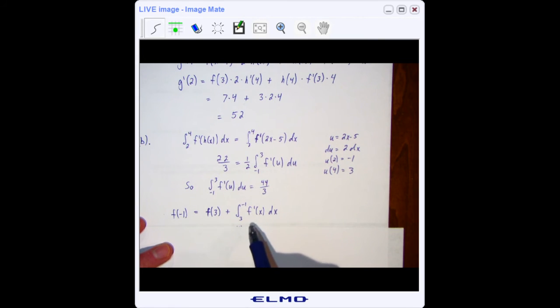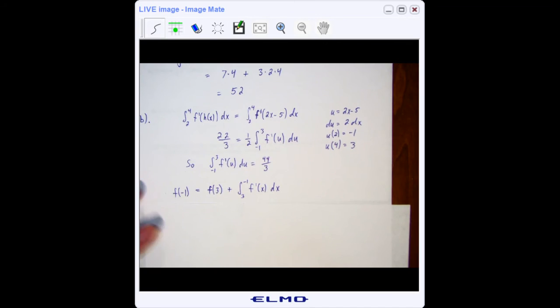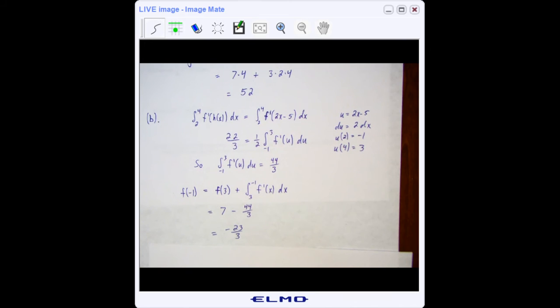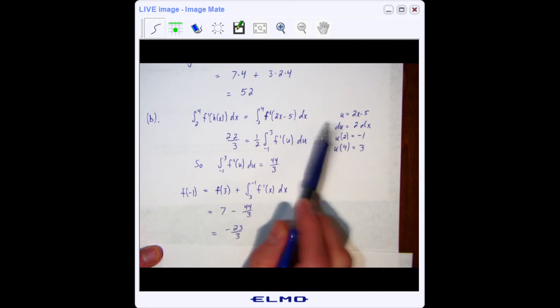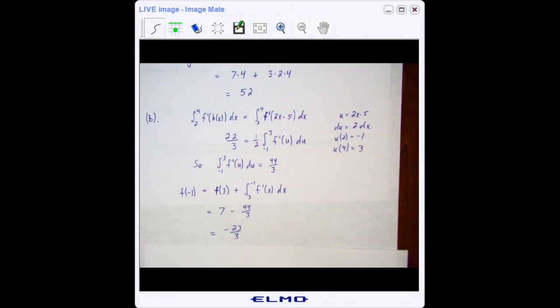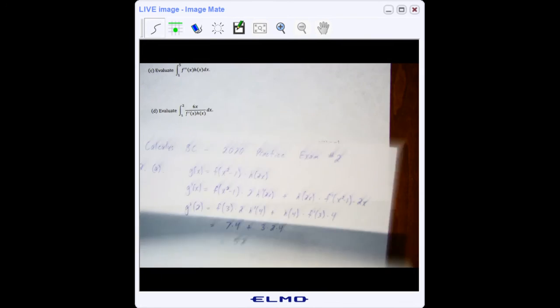Now go back to here. Go back to your fundamental theorem of calculus. If this integral is 44 thirds, flip the a and the b, this integral is -44 thirds. So my answer is 7 minus 44 thirds, or -23 thirds. Okay, so it's a case where you had to take two different things and combine them together. Start with the fundamental theorem of calculus, and then go to what you're given and manipulate with your substitution to get this integral that you can plug in. Okay, so that was part B.